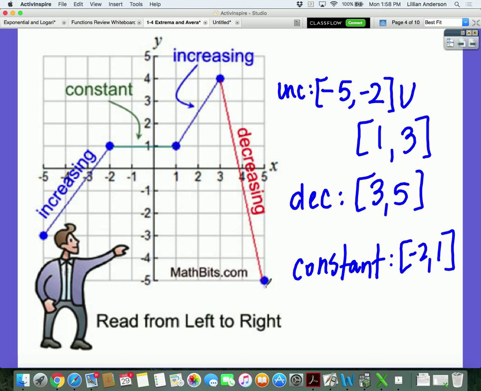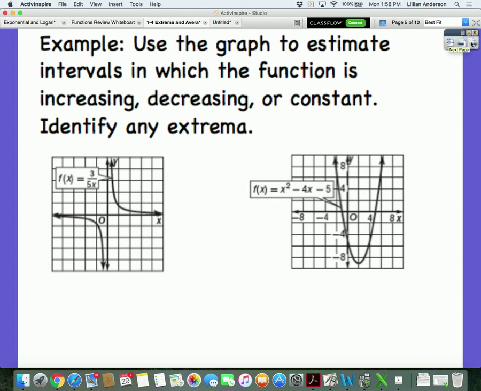So far so good? Alright. So we're going to use these graphs to estimate the intervals in which the function is increasing, decreasing, or constant. And then we're going to identify any extrema. What does that mean? Maxes and mins, whether they're absolute or relative. And I'll also distinguish between what's absolute and what's relative later on. Okay? So we always read from left to right.